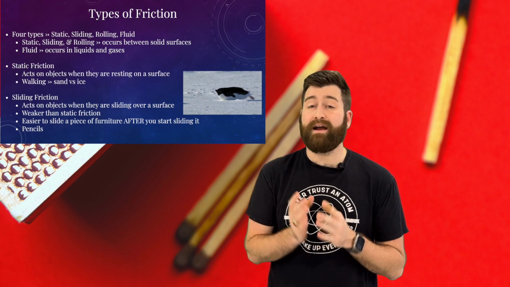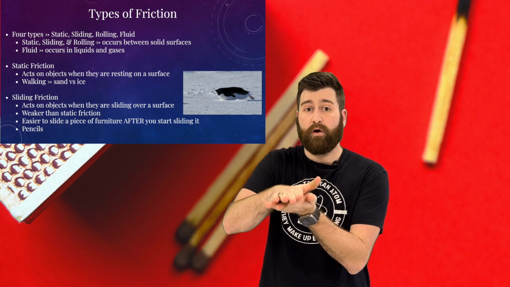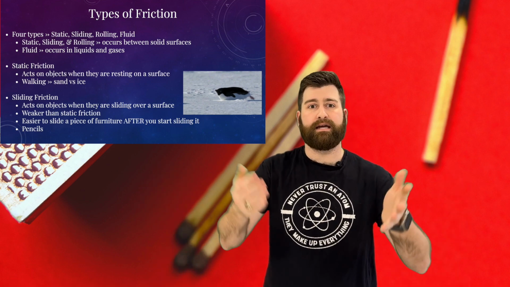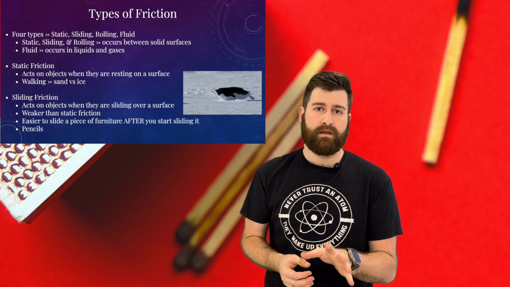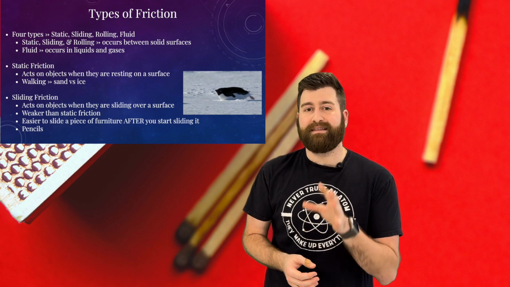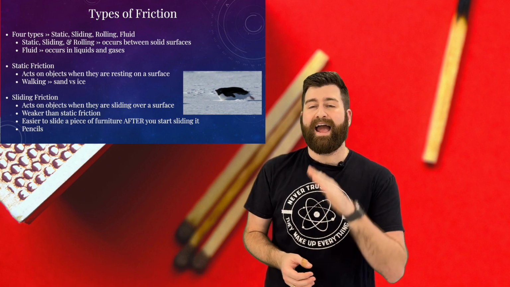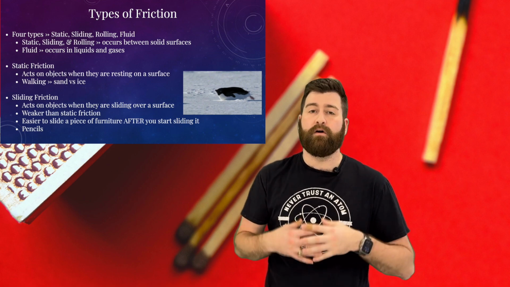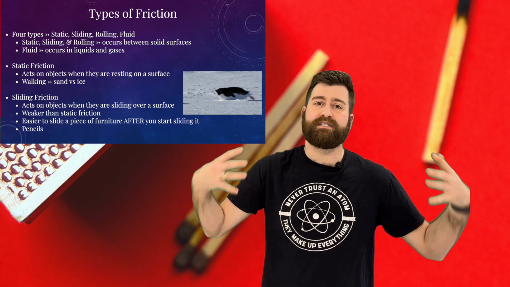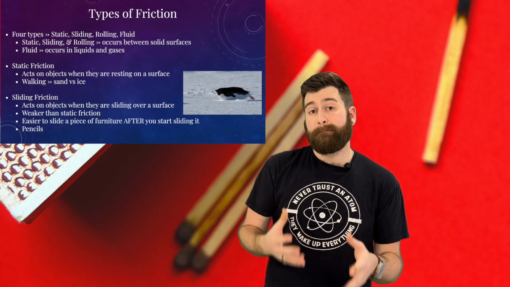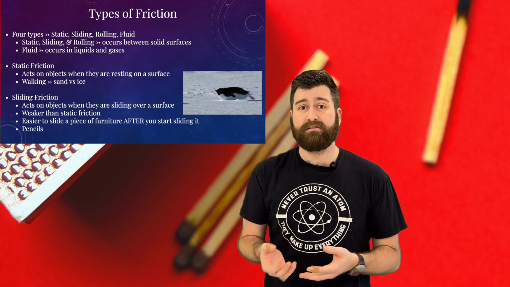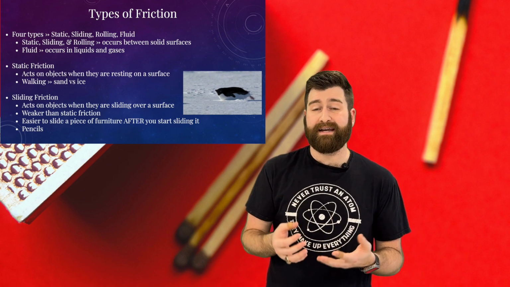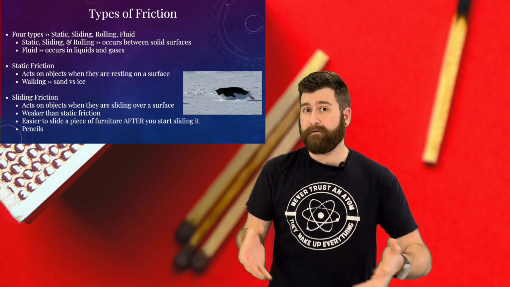Sliding friction, however, acts on objects when they are sliding over a surface, kind of like a penguin sliding on its stomach on ice. And this is weaker than static friction. This is also the reason that it is easier to slide a piece of furniture after you start sliding it. You've overcome the static friction and now you have sliding friction. The reason that pencils work the way they do is due to sliding friction. The pencil lead slides along the paper that you are writing on and leaves a mark from the friction.